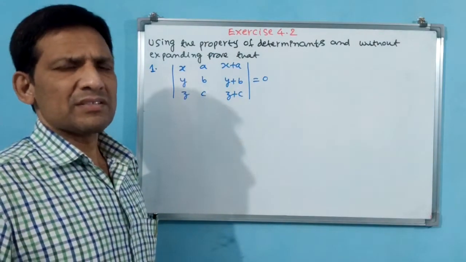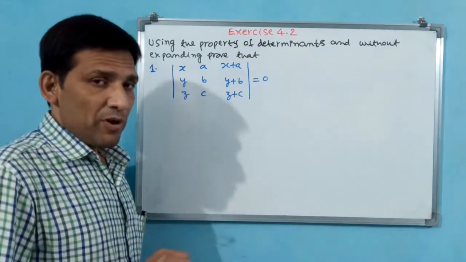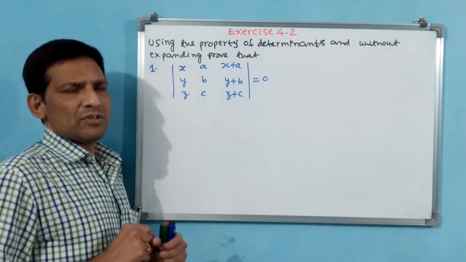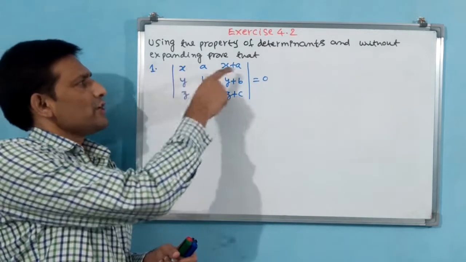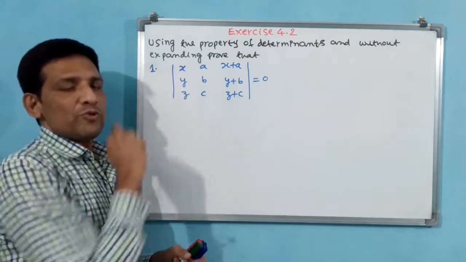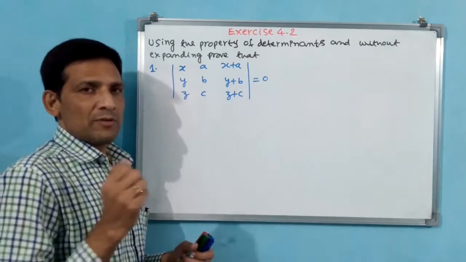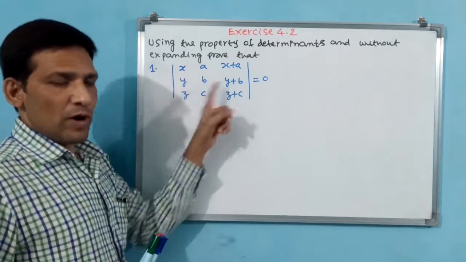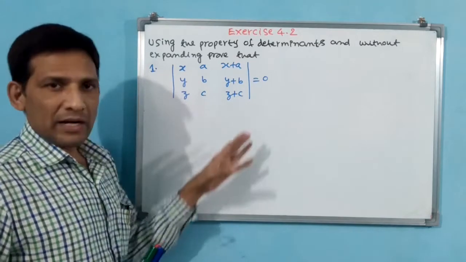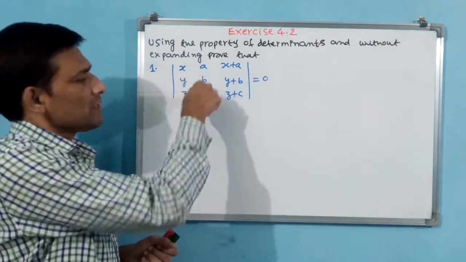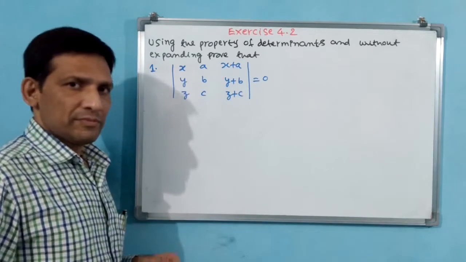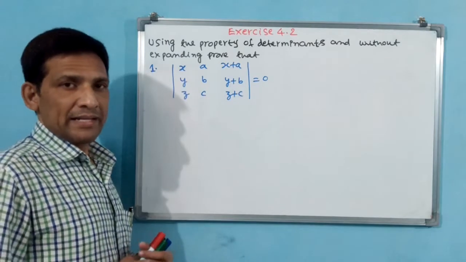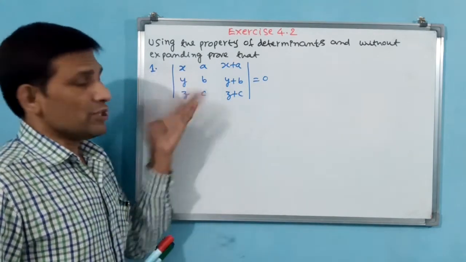How many properties are there? 6 properties are there. Among the 6 properties, how many give 0? Only one property gives 0. Which is that property? If any 2 rows or 2 columns are identical, then the determinant is going to become 0. Any 2 rows, say R1 and R3, or R2 and R3, or columns C1 and C2, C1 and C3, C2 and C3, if they are identical, then this determinant is going to become 0. Then you have to make them identical.